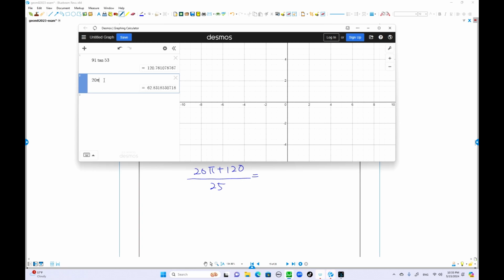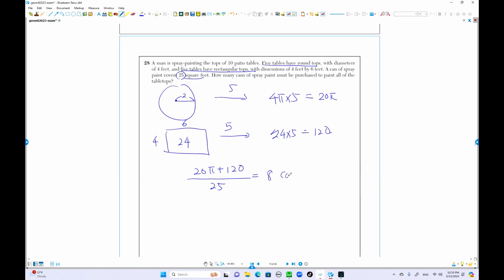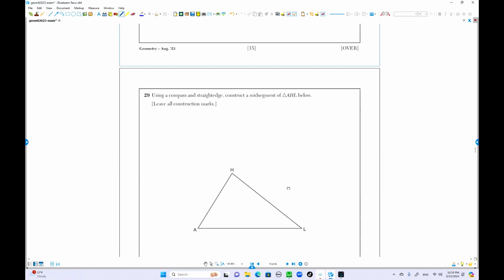20π plus 120 over 25. So 7.31, right? We need 8 cans. That's the answer, okay?